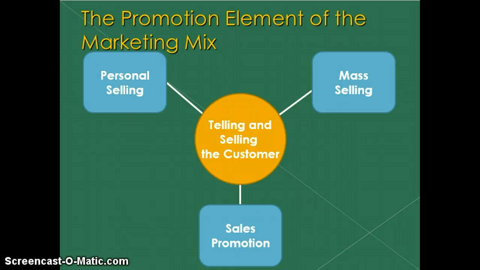Mass selling is what most people are familiar with. When people think about marketing, they think about advertising. One major form of mass selling is advertising, and the other form of mass selling is what's called publicity. The major difference between these two: advertising you have to pay for, publicity you do not. Advertising is controlled by the company. Publicity is not controlled by the company.